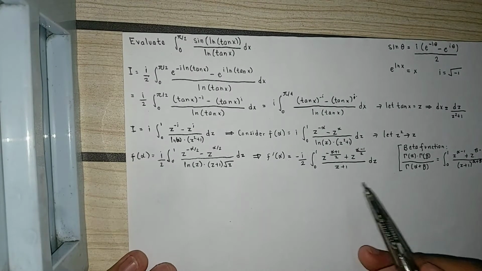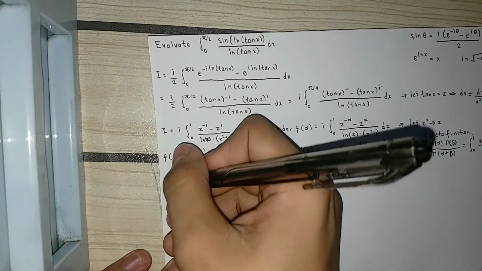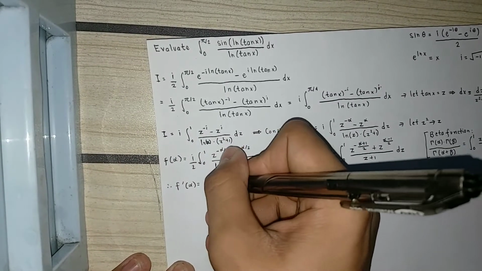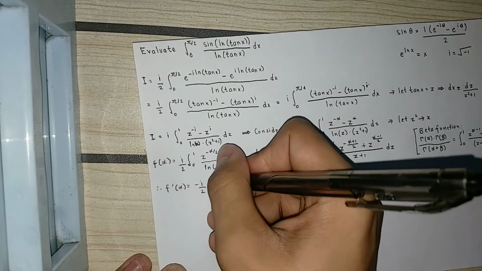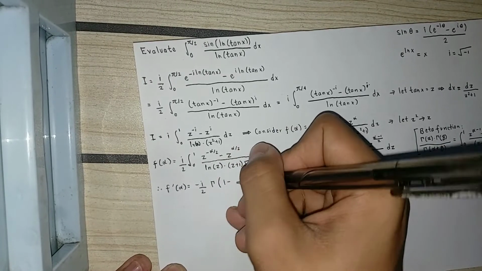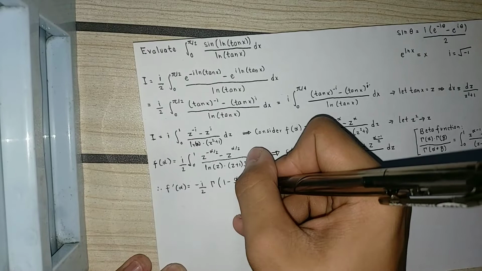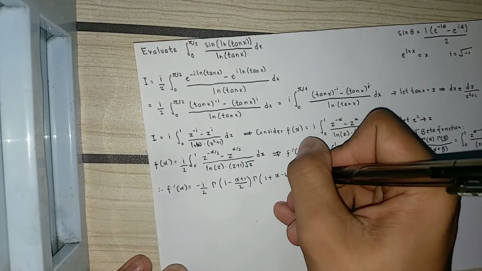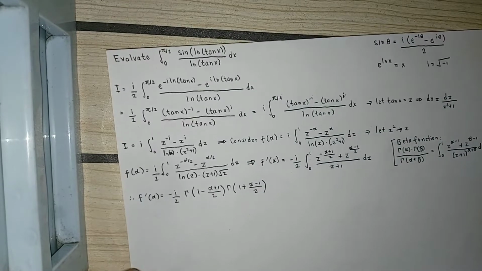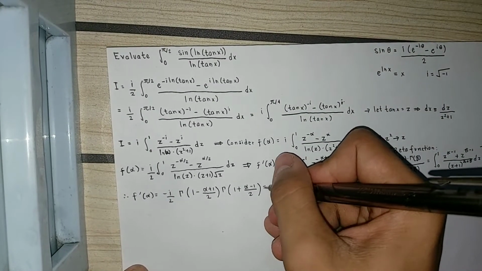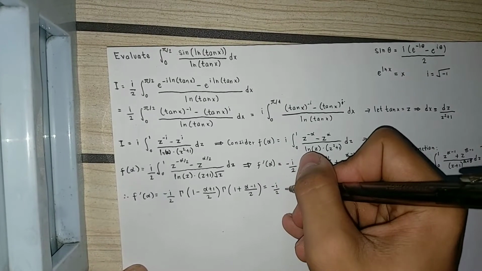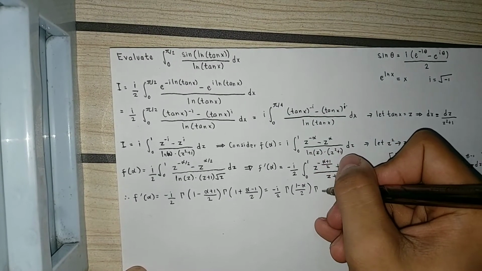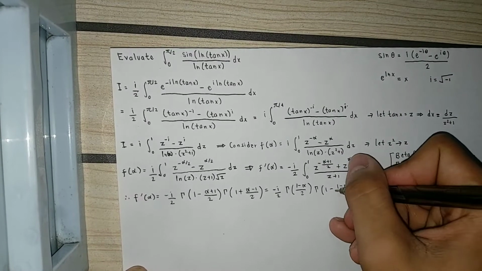So this integral will give us an answer of f prime of alpha is equal to negative i divided by 2 times Gamma of (1 minus alpha) plus 1 divided by 2, times Gamma of (1 plus alpha) minus 1 divided by 2, and simplifying we will get negative i over 2 times Gamma of (1 minus alpha) over 2 times Gamma of (1 minus alpha) over 2.